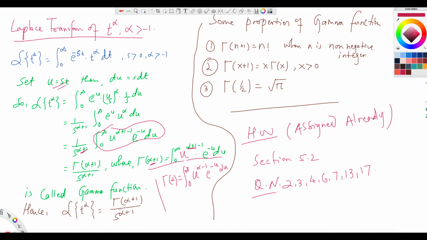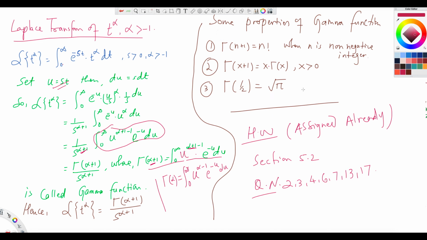There are some properties of the gamma function. There are many, but I'm using just a few that we will need later on. Gamma of n plus 1 equals n factorial if n is a non-negative integer. We use exactly the same formula, so the Laplace transform of t to the n will be gamma of n plus 1 over s to the n plus 1, which is n factorial over s to the n plus 1. Another property we will need is gamma of x plus 1 is x times gamma of x, where x is positive. x can be a fraction or anything, but x must be positive.